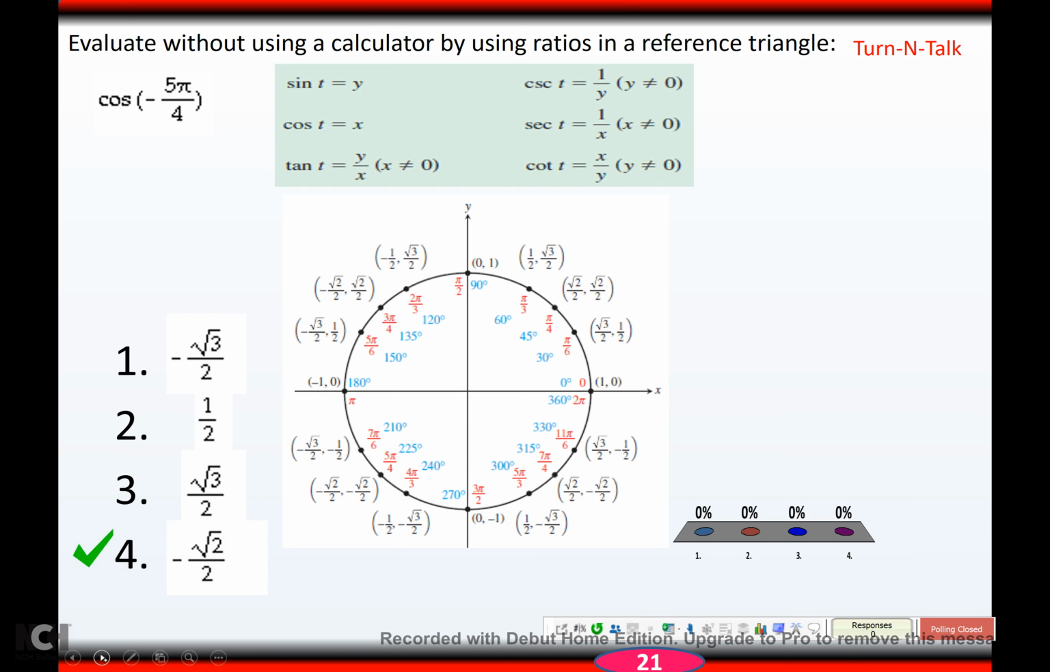Alright, negative 5 pi over 4. Well, if I go to positive 5 pi over 4 and reflect up, that puts me right here. So here's where I'm at. Those are my coordinates. Cosine is x. The x coordinate is the negative square root of 2 over 2.